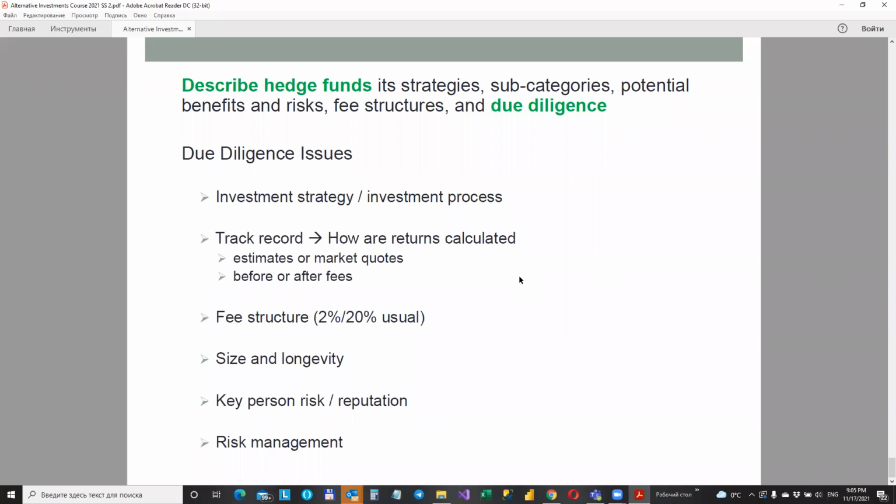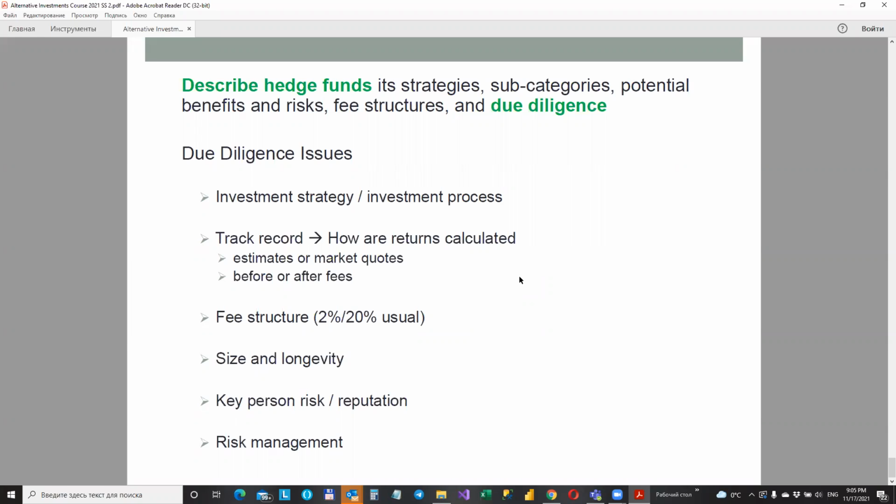And investors should determine how the returns are calculated and reported. For example, whether they are calculated based on estimates of value or market prices and quotes, or whether they are reported before or after fees, and how the returns and risks compare with some benchmark. The investor should inquire about the fee structure because this information will affect the return of the investor.